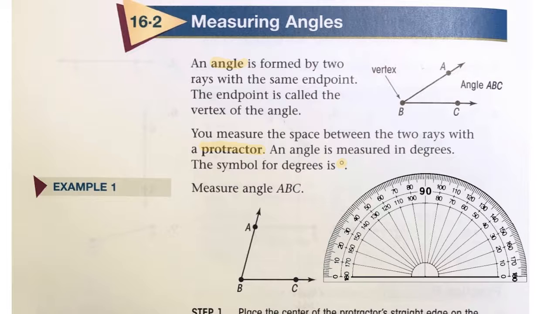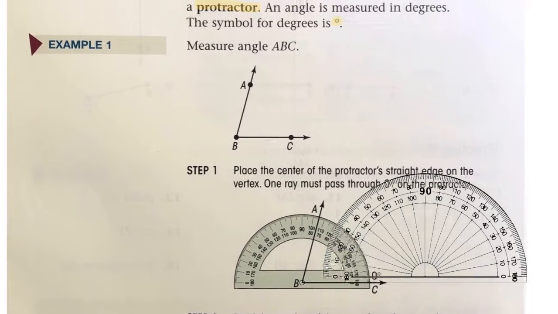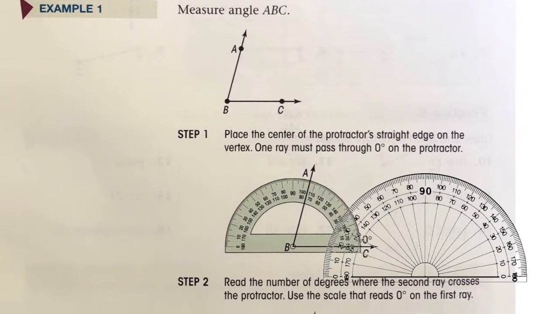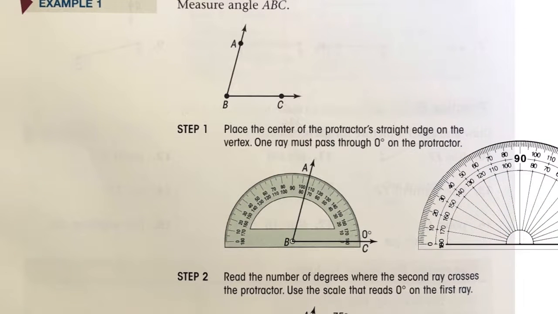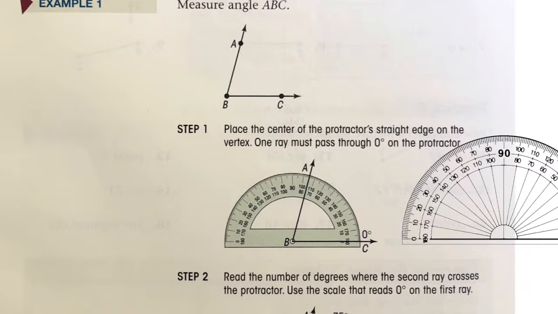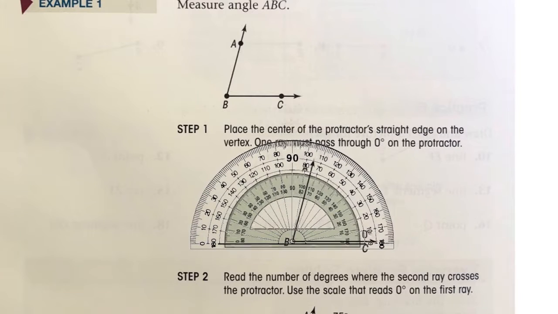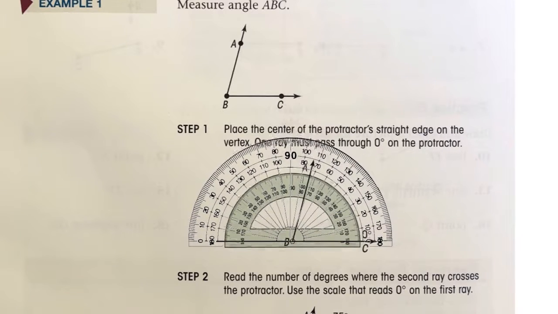So let's measure angle ABC. Step 1, place the center of the protractor's straight edge on the vertex. One ray must pass through 0 degrees on the protractor. So they put the line to represent the protractor, and here's a protractor that we could put on there.